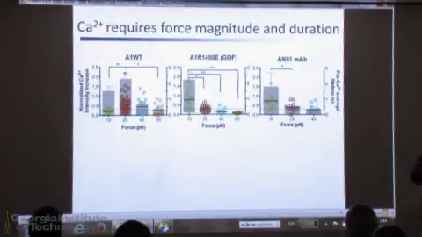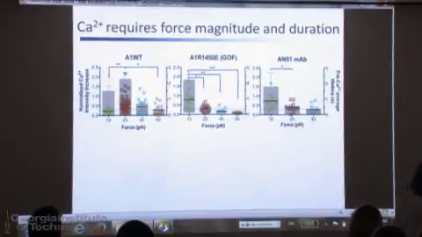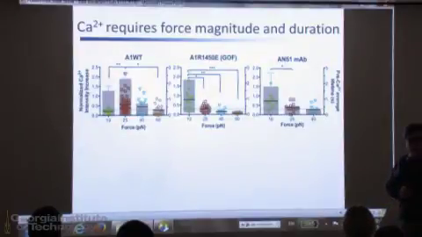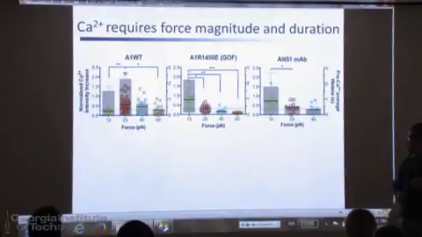Now, if I change the way force is applied, instead of applying a durable force, meaning that you apply the force to a level that you select and then hold it there until dissociation occurs, in that case, the longer the lifetime or the longer the duration of the force, then you get a higher calcium signal.